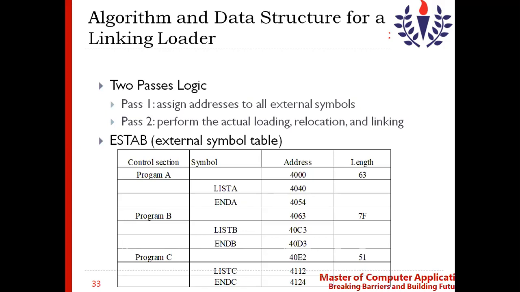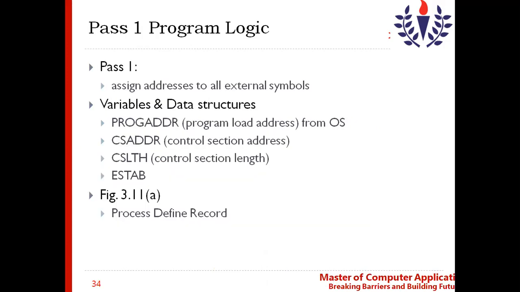Okay, so we have the algorithm for pass 1 and pass 2. Apart from the ESTAB data structure, we use other variables also. Some of the variables we use are listed in the slide: the program address, the control section address, and the control section length. So these are the variables. Apart from that, one more, that is the execution address.